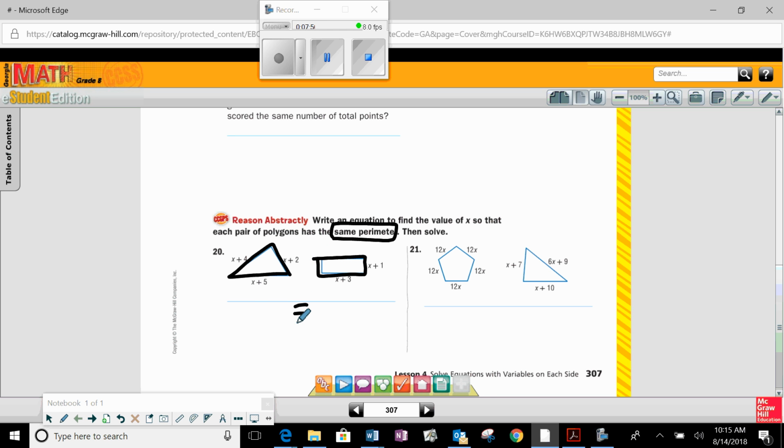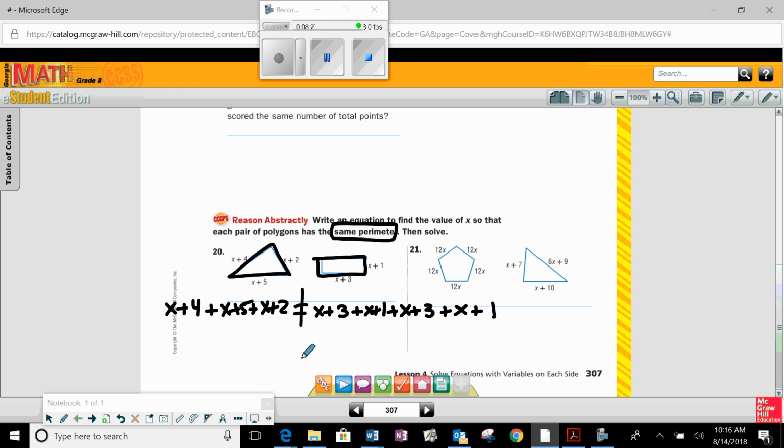So I'm going to put my equal sign. And on this side is going to be the triangle. I'm going to add up x plus 4 plus x plus 5 plus x plus 2. So those are the 3 sides of the triangle. On this side, we know it's a rectangle and opposite sides are parallel, so that means those are the same. So I'm going to have x plus 3 plus x plus 1, and then we do it again for the other 2 sides. x plus 3 plus x plus 1.